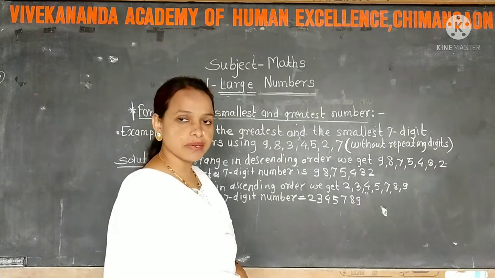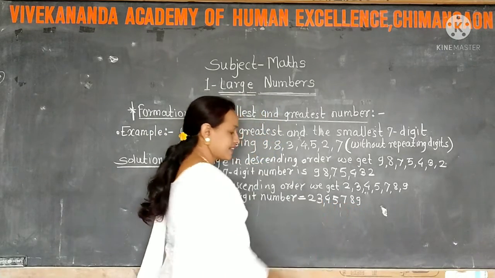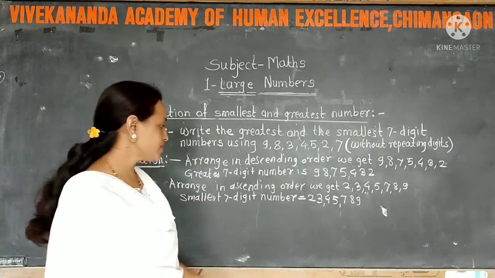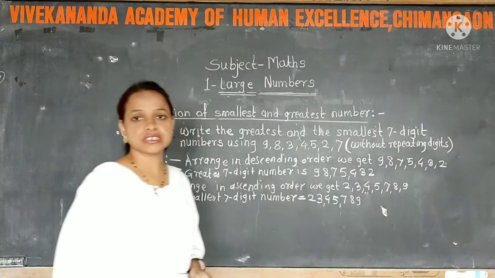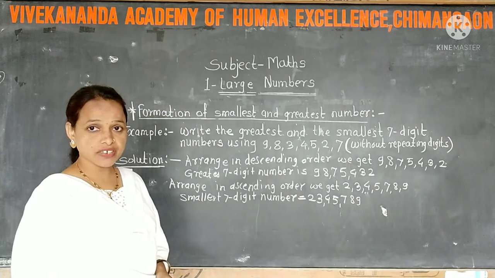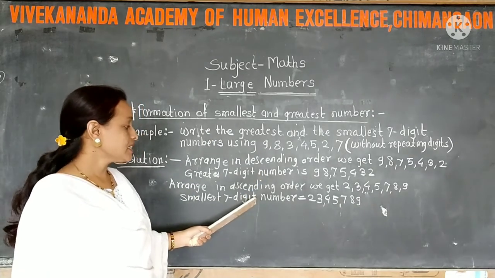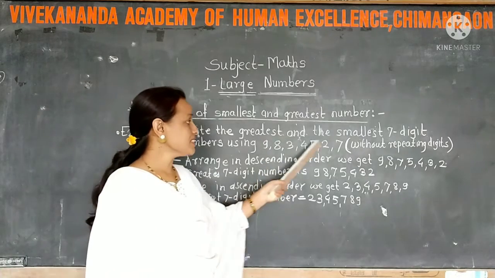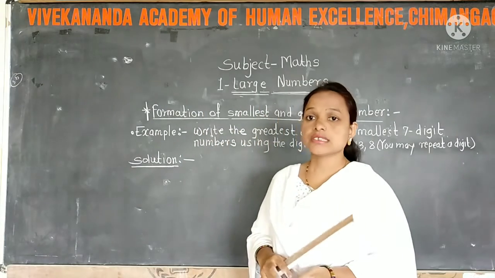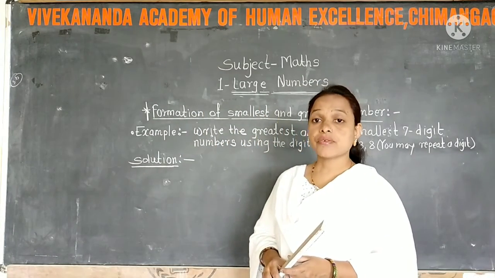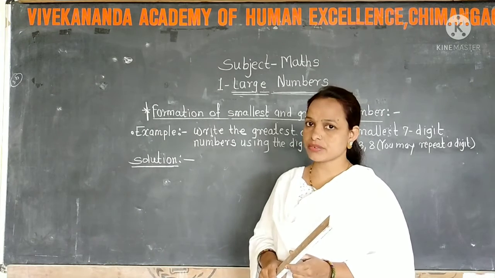Now we put commas to separate the periods: ones, tens, hundreds, thousands, ten thousands, lakh, ten lakh. So we get the smallest 7-digit number, 23,45,789. Let's observe carefully. Here we wrote the greatest 7-digit number and the smallest 7-digit number by using these 7 digits without repeating a digit.